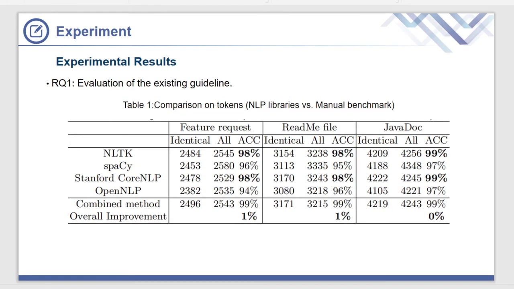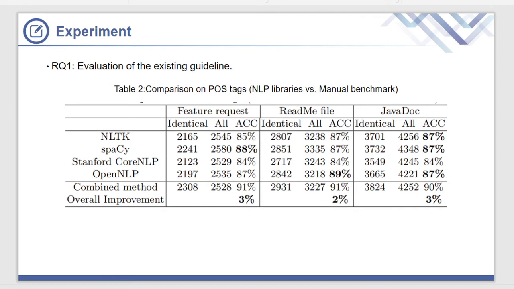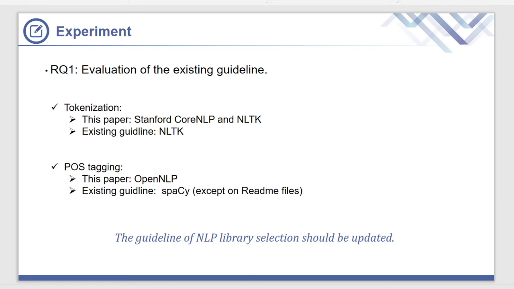For the first question, we compare the generated results with manual annotations. Table 1 and 2 show the results of comparison on tokenization and POS tagging respectively. From the data in these tables, we know that Stanford Core NLP and NLTK perform best in terms of accuracy of tokenization on software documents. However, in the existing work, NLTK is the best one.